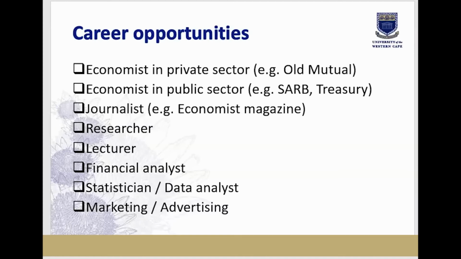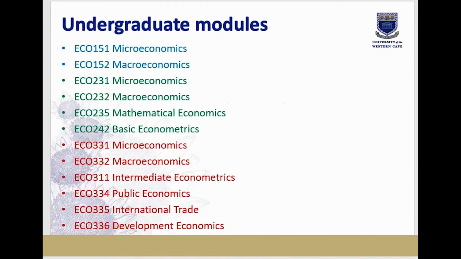If you enroll for economics at the University of the Western Cape, these are the modules that you will cover at the undergraduate level. In the first year, you will do microeconomics and macroeconomics 1, and you will also do micro and macroeconomics at the second year level. Also in the second year, you will cover mathematical economics and basic econometrics. At the final year level, you will do microeconomics and macroeconomics again, and also intermediate econometrics, public economics, international trade, and development economics.